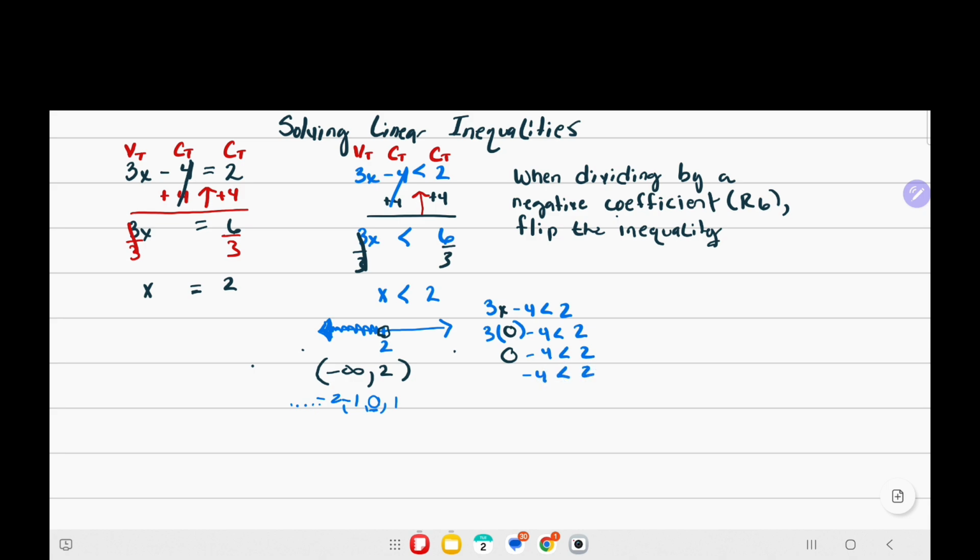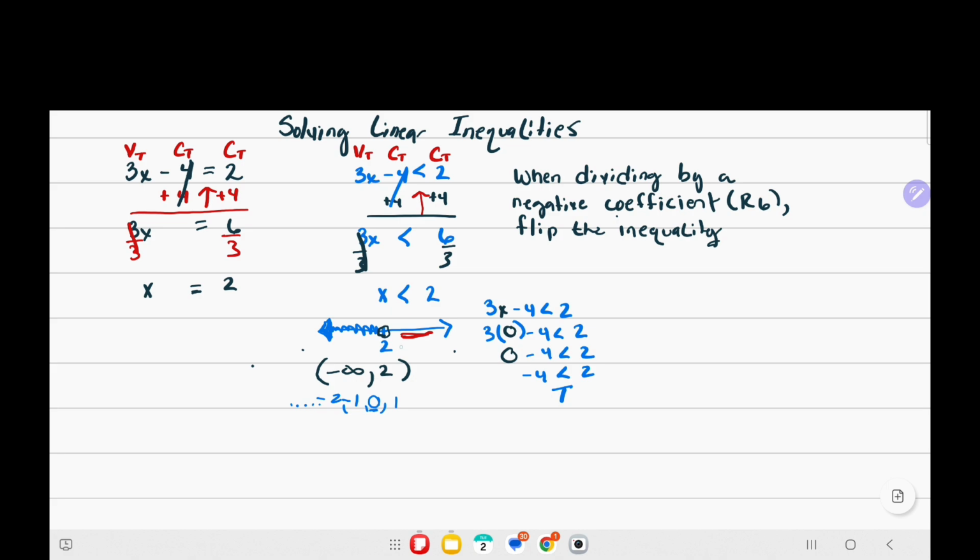Let's see if that's true. Is -4 less than 2? Yes, it is. So any number that's less than 2 will make this whole statement true. All right. Let's try one that's not less than 2. Let's say you pick the number over here, a number greater than 2 or equal to 2.